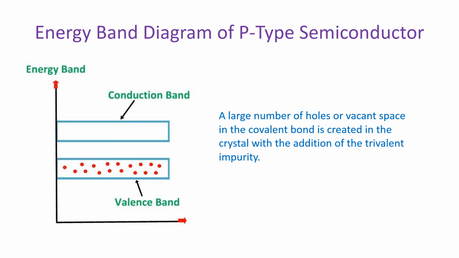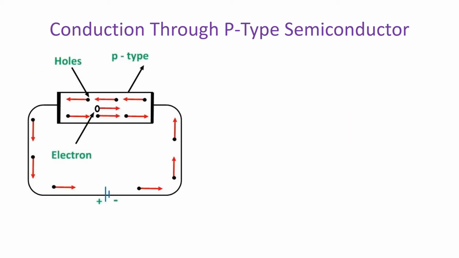So this is the energy band diagram of p-type semiconductor. You can see the valence band is filled up with electrons and the conduction band is empty. So whenever boron or any trivalent impurity is added, it forms a p-type semiconductor.